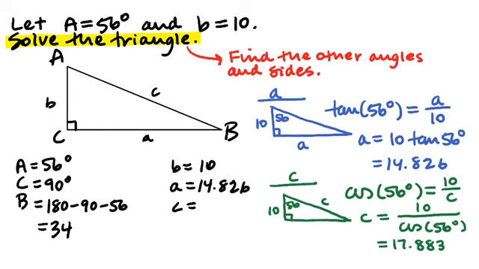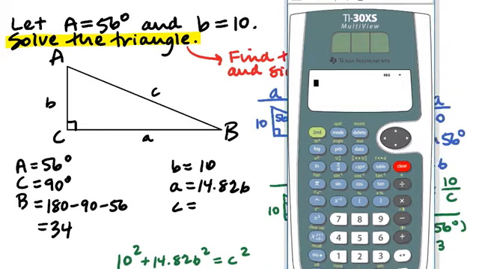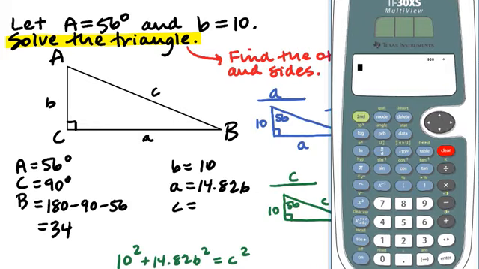So a different way you could set this up is you could say 10 squared plus 14.826 squared is equal to c squared. And then I could bring in a calculator to help with that. So the way I would do that is I would say 10 squared plus 14.826 squared. Find that, and then take the square root of the answer.